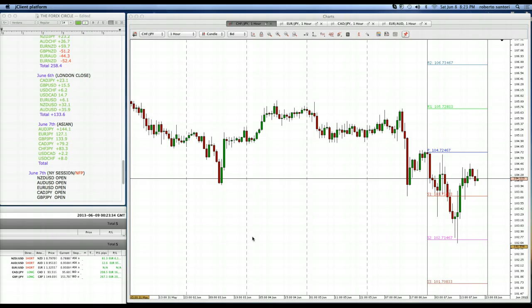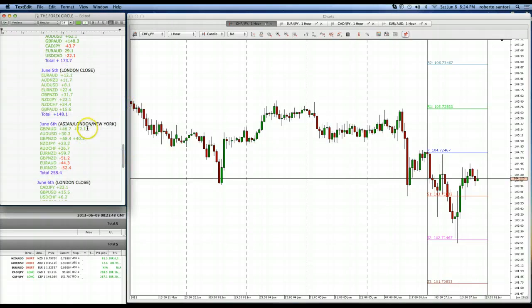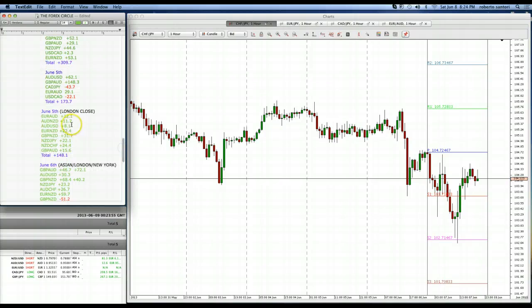So let's get started. Let me just show you those trades. If you look on the left hand side on the notepad here are the London close trades that I took. There were several, about 6 prior, the day before that. This was the Asian London session, I'm sorry, June 5th. Here they are. We had 8.